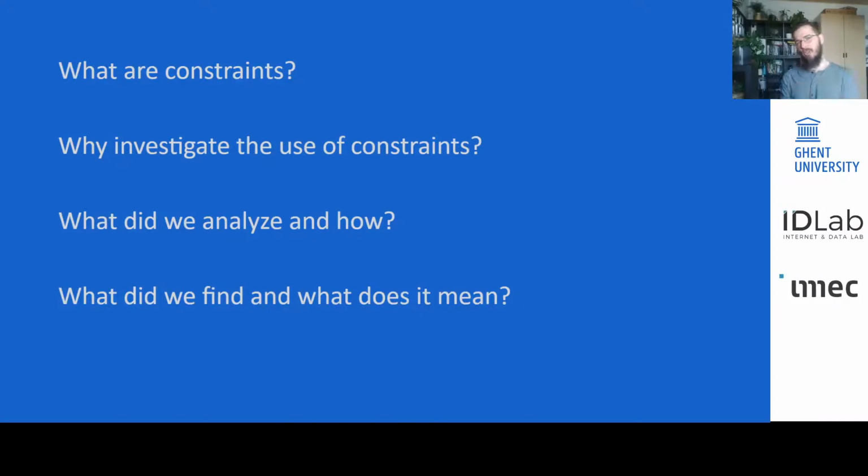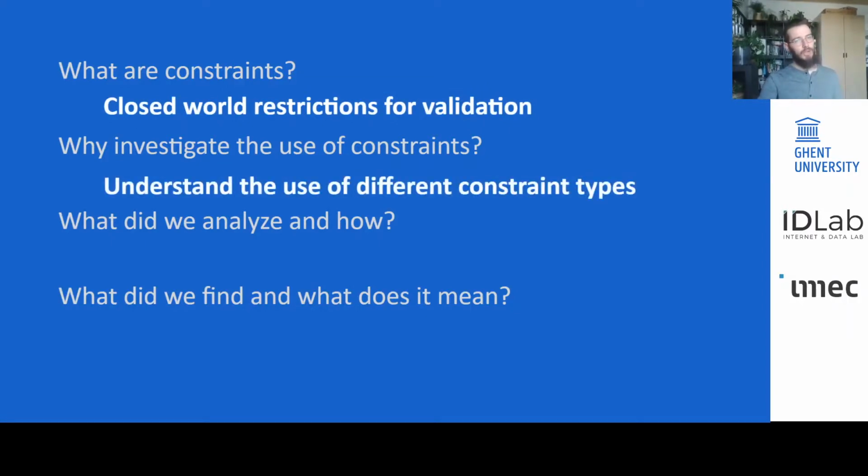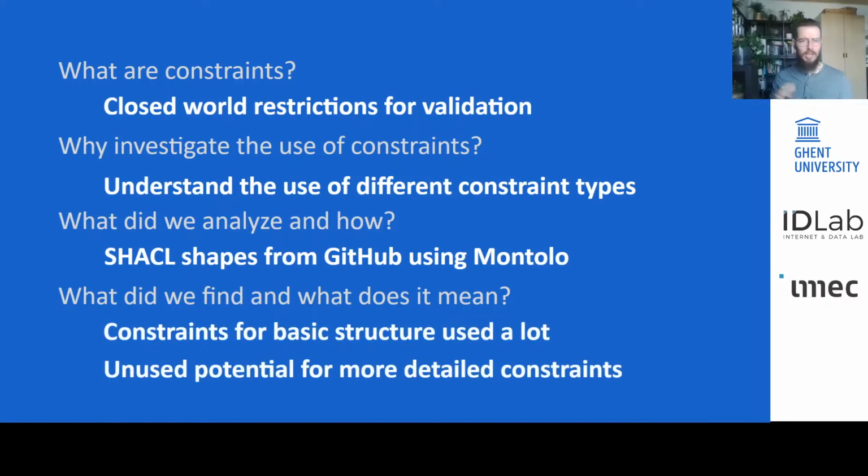So in this small talk, we looked into what constraints are, basically closed world restrictions for validation. We investigated the use of constraints to understand the use of different constraint types. And we analyzed SHACL shapes from GitHub using our Montolo framework. And we actually found that constraints for the basic structure are used a lot. And there's lots of unused potential for more detailed constraints.